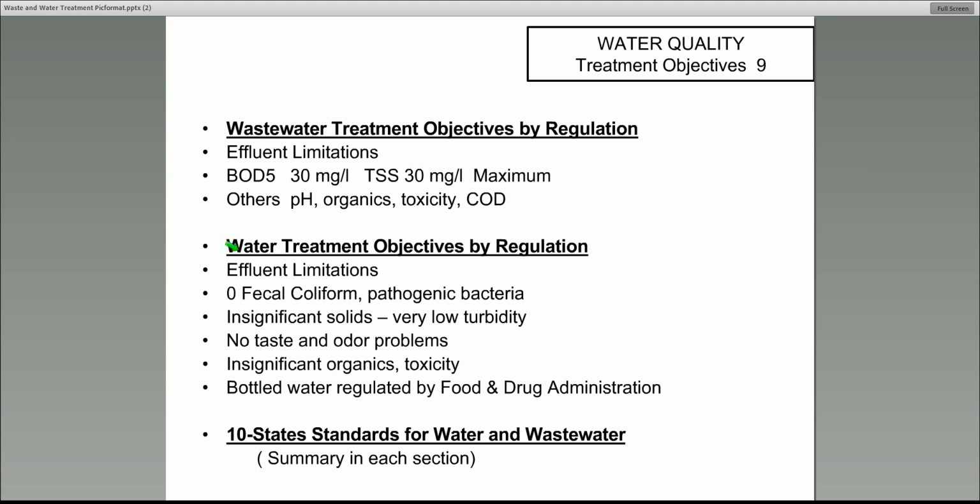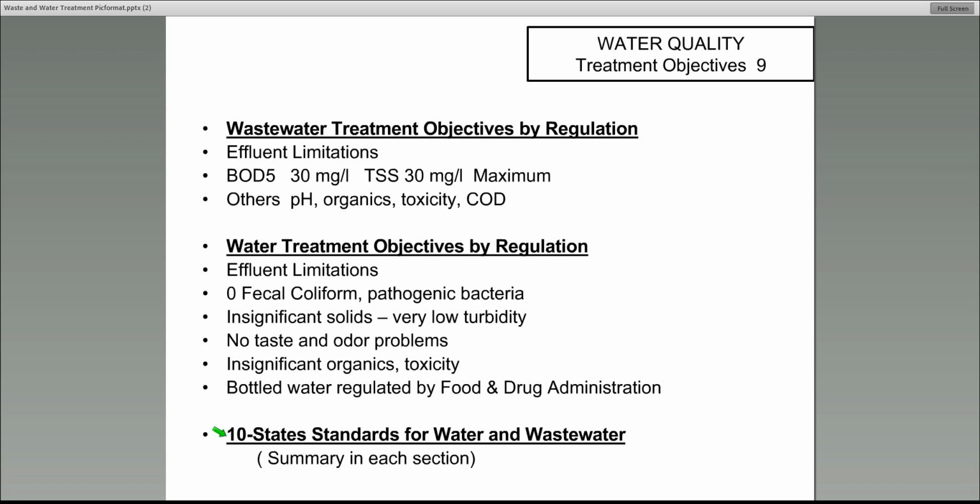The water treatment objectives for water coming out of the water treatment plant that would go to the water distribution system and into your tap for drinking water should be zero fecal coliform and pathogenic bacteria, insignificant solids or very low turbidity, no taste and odor problems, and insignificant organics. It should be noted that bottled water is not regulated by EPA, but it's regulated by the Food and Drug Administration.